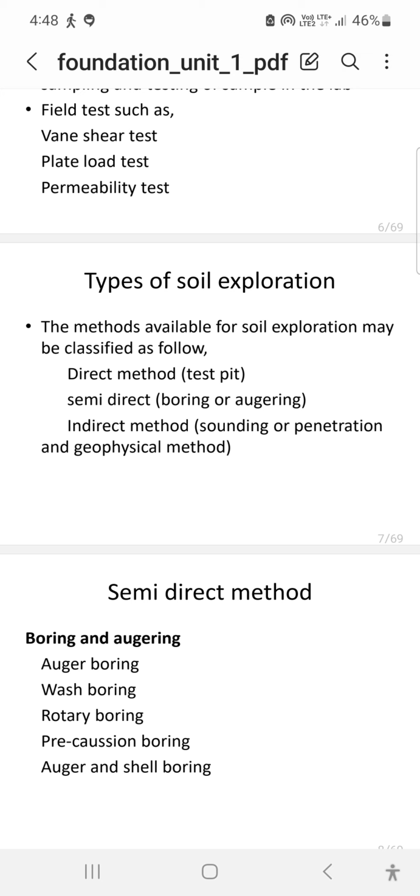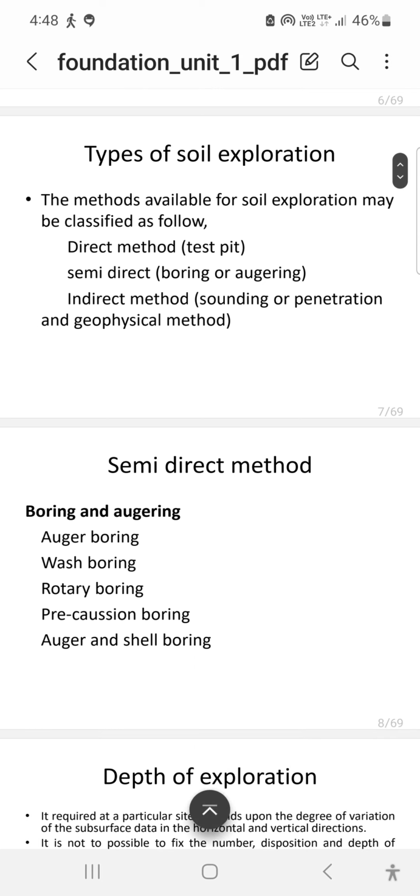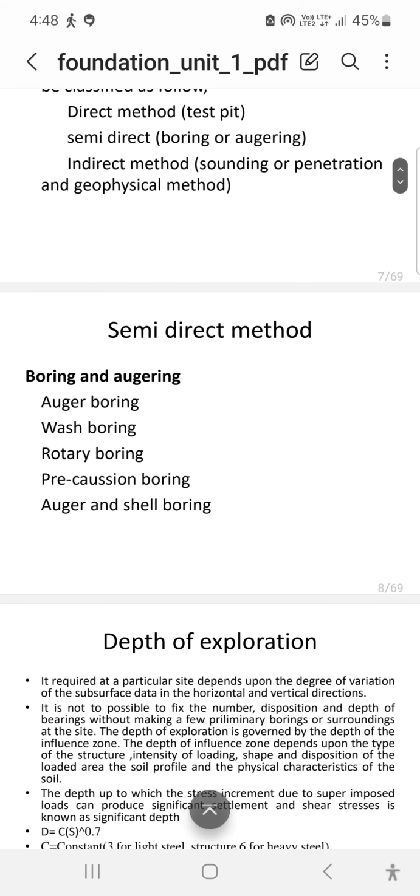First, we talk about the semi-direct method. The semi-direct method is classified into five types of boring and augering. The first is auger boring, the second is wash boring, the third is rotary boring, the fourth is percussion boring, and the fifth is auger and shell boring.